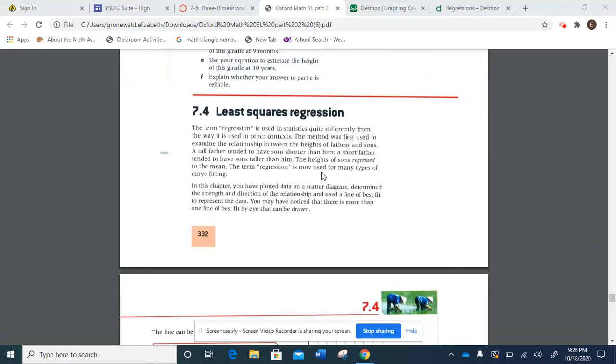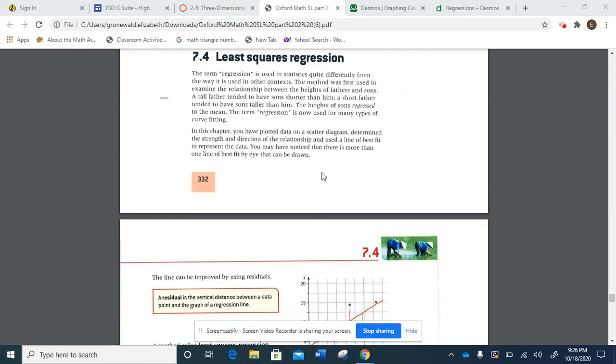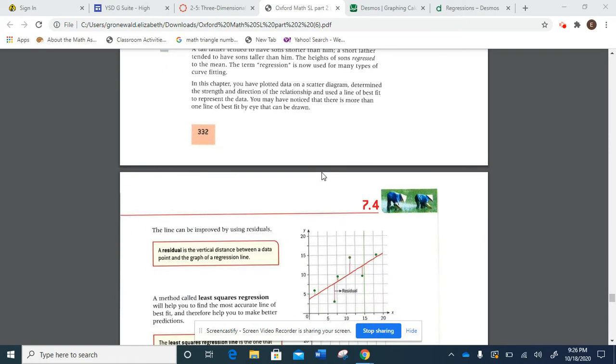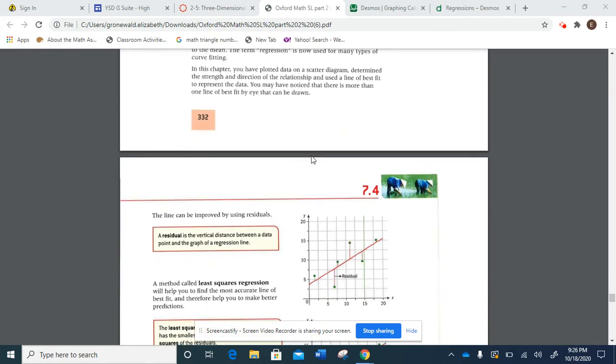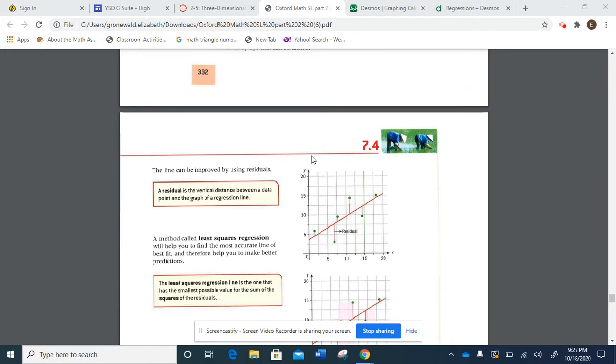7.4 is all about least squares regression. So it's basically the next part in helping you find the line of best fit, the best one that you can possibly get. What we learned in the last section was a way that you could eyeball where your best line would work. In this case, you're going to have technology help you to find the line of best fit, based off of what's called the least squares regression.